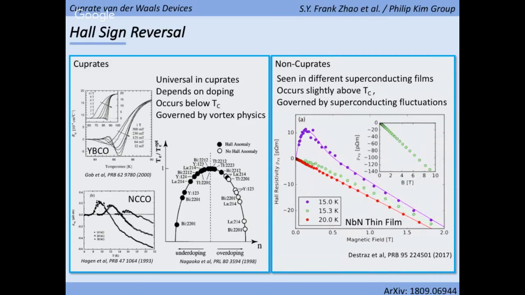Now, it's not unique to the cuprates. It's also seen in other things like thin niobium nitride superconducting films. But the difference there is that the effect is seen slightly above the superconducting transition temperature, and in this case, this TC is defined very precisely by the theory of superconducting fluctuations. This is a theory that above TC, your Cooper pairs are not energetically favorable, but nevertheless, you can have thermal fluctuations, which produce short-lived Cooper pairs. And the idea is that there are some theories about how these short-lived Cooper pairs give you this sign switching. On the other hand, in the cuprates, this effect always occurs below TC, and here the theory always revolves around vortex physics. Many theories have been presented, and theoretical agreement has not yet been established.